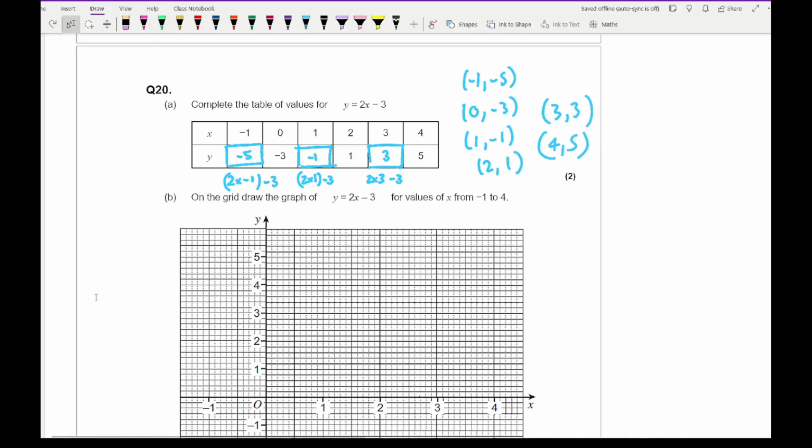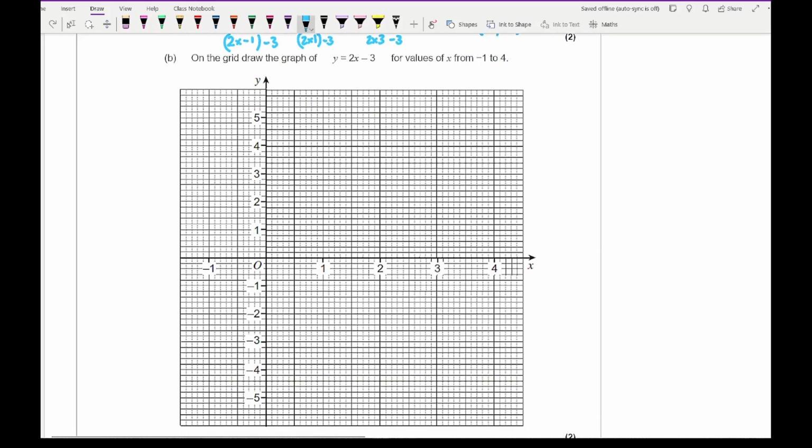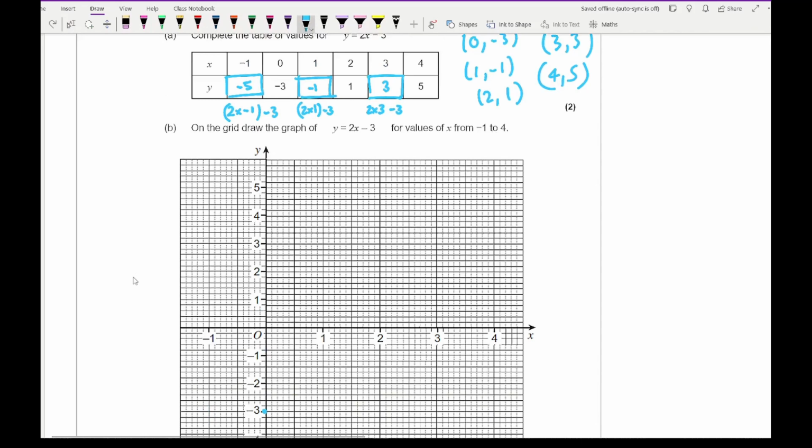So then plotting those, if I just move that down a little bit. So I've got minus 1, minus 5. I might need to go a little bit further down. So that's going to be here. Then I've got 0, minus 3. I've got 1, minus 1. And 2, 1. And 3, 3. And 4, 5.